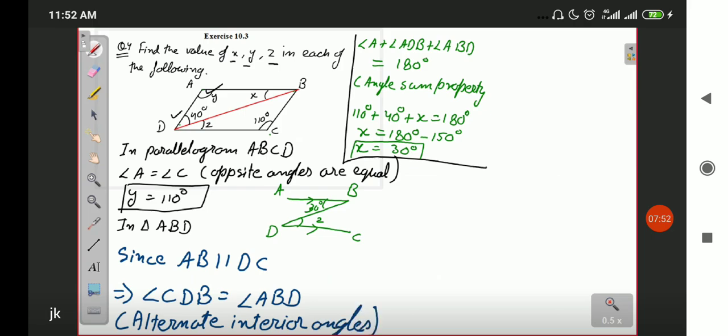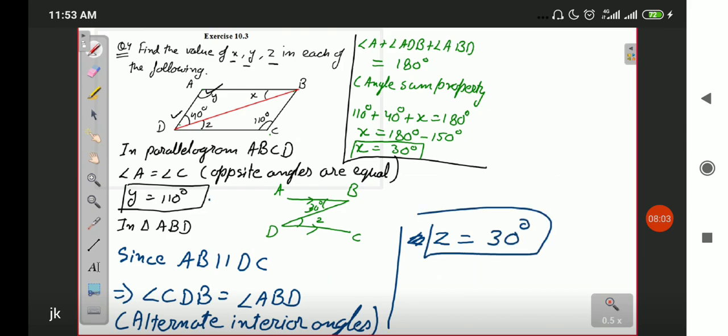Okay, so that means angle CBD, that was Z, is equal to ABD, that was 30 degrees. So angle Y, angle X and angle Z are determined by us. Okay, I will leave the remaining part for you.